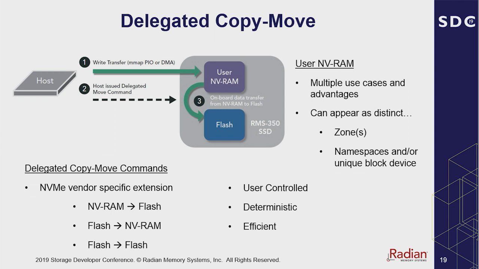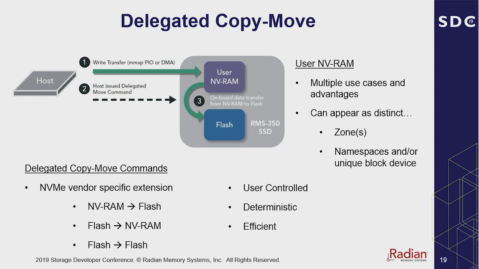To address the system overhead, Radian introduced its delegated copy move command. The delegated copy move command is essentially a command from the host to the SSD to physically move data from a source address to a destination address without copying the data back and forth to the host. After the command is executed, a completion is sent back to the host, after which, if the DCM command was used to clean a zone, the host can issue a zone reset command to make that zone reusable.